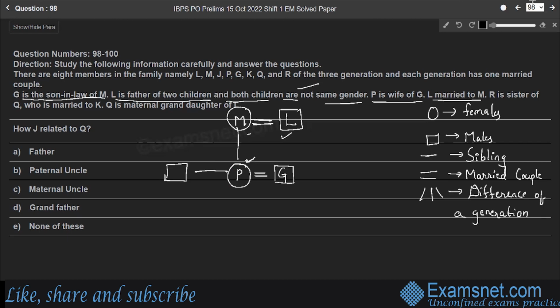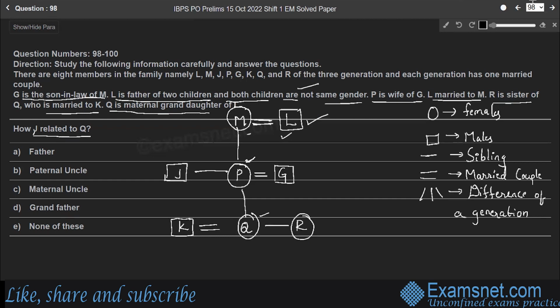Before the next point: Q is maternal granddaughter of L, which means Q is daughter of P, so Q becomes maternal granddaughter of L. And the next is R is sister of Q, therefore R is female, and Q is married to K, and K is a male. Now the question is how J is related to Q.